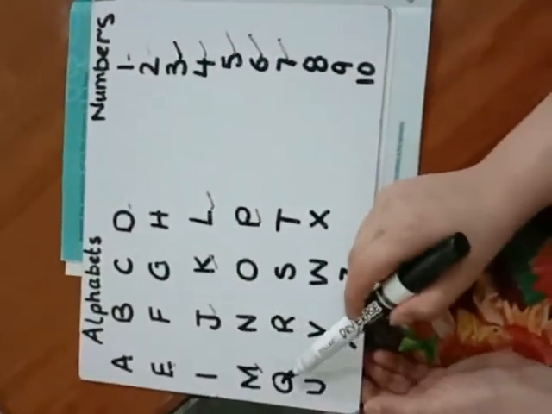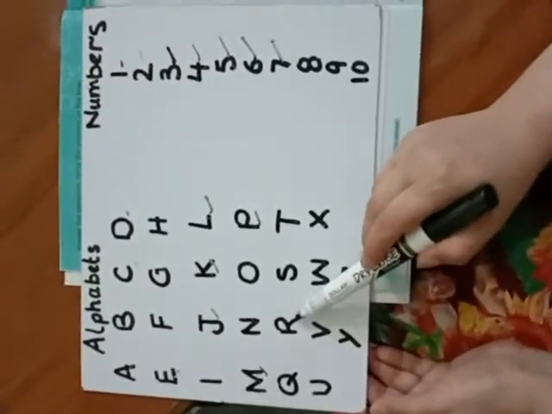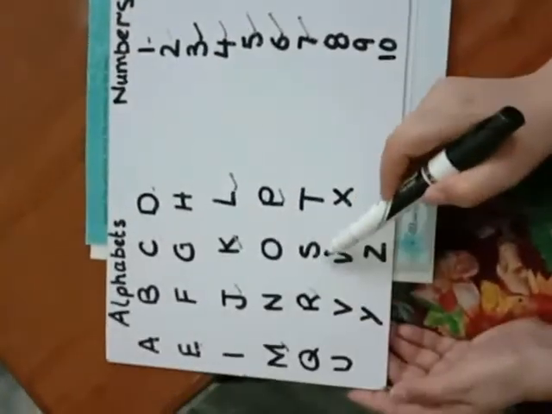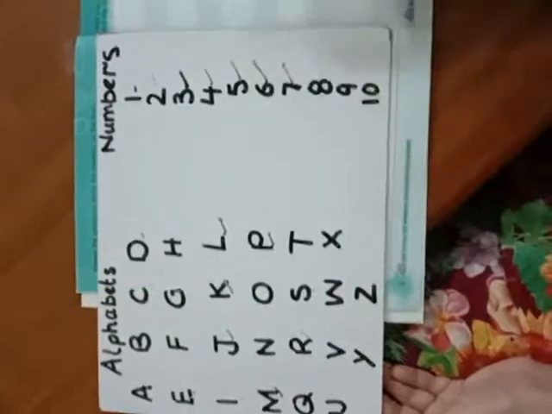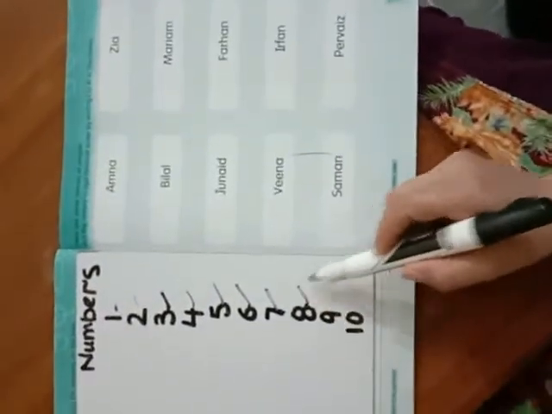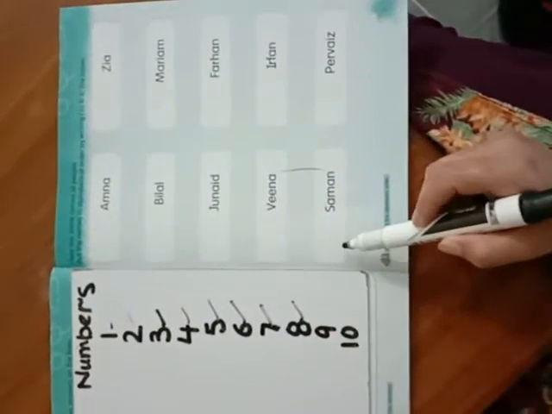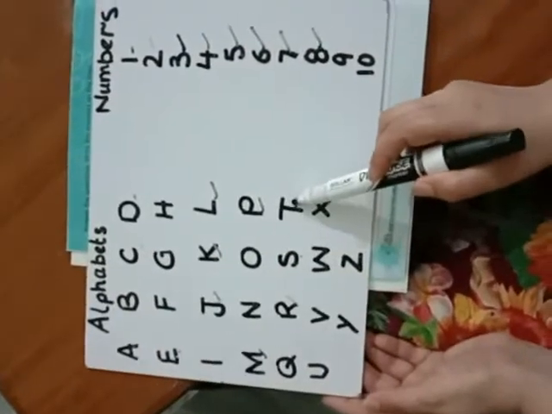Next Q. I think there is no name starting with Q. No. R. R for... No, there is no name with R. Next, S. Here it is Saman. S-A-M-A-N, Saman. Give it number 8 in this box. Write 8. T. Any name with T? No, there is no name with T.